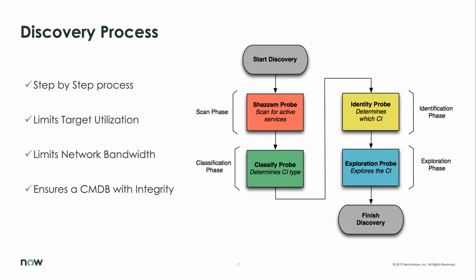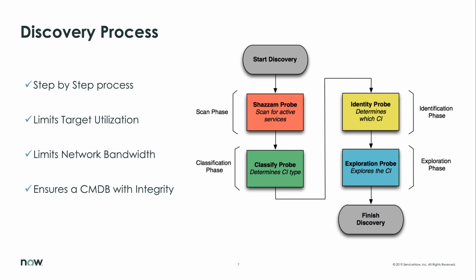ServiceNow runs the discovery process in 4 phases. This approach really helps to prevent slowing down on our network as we're trying to collect all of this information. The first phase is the scan phase. The scan phase scans your IP range to determine what's out there. The second phase, the classification phase, needs to classify what we find. So for example, what type of CI is it? If we find a server, is it a Windows server or is it a Linux server?